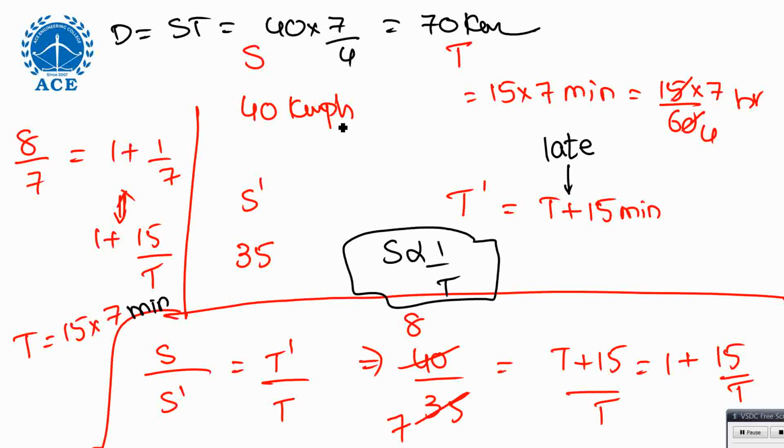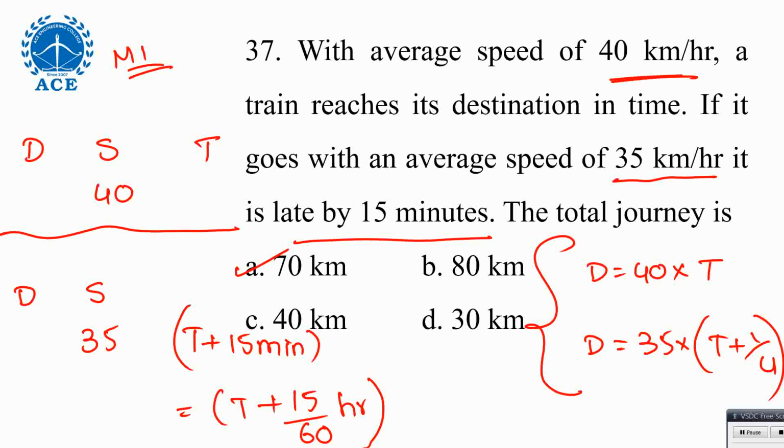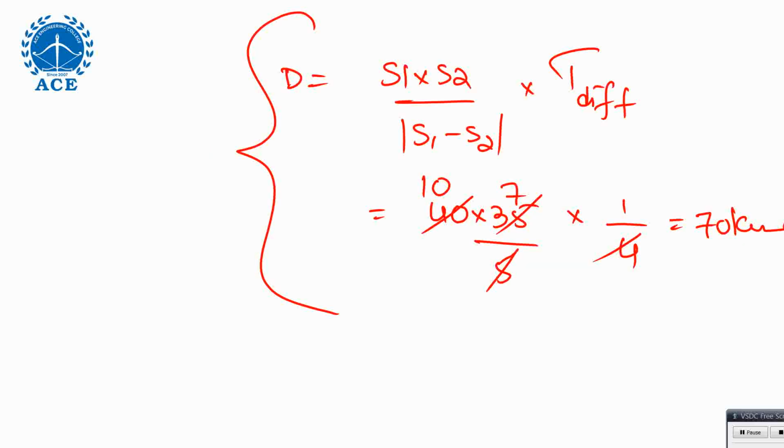As speed is in kilometers per hour, we are maintaining this also in hours. We got distance is speed into time, 40 into 7 by 4, which is 70 kilometers. This is one method. The other method: d equals 40 into t, d equals 35 into t plus 1 by 4, solving two equations. The third method is this formula: product of speeds divided by difference between speeds into time difference. Whatever you feel good with, just go with that methodology.